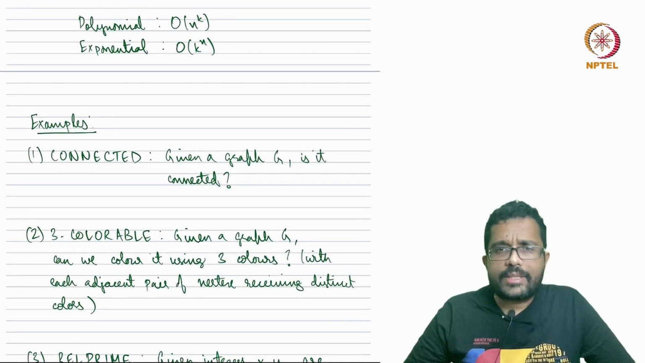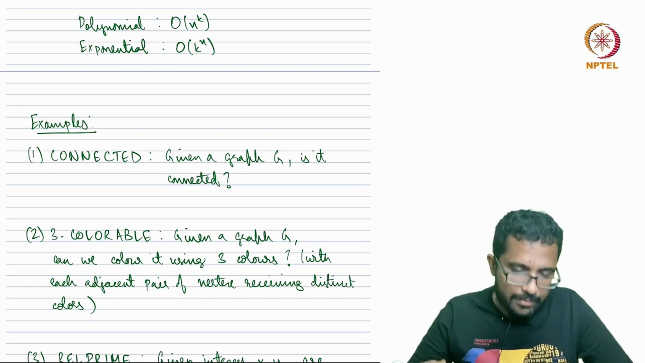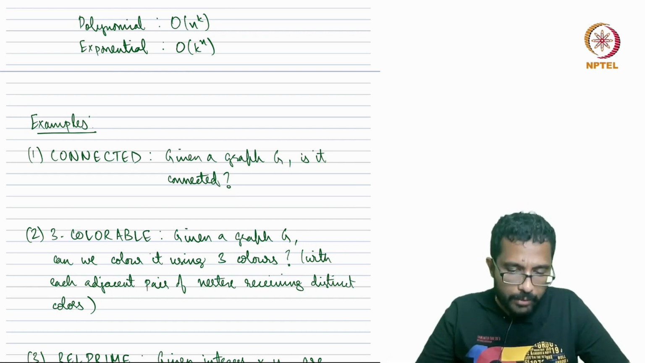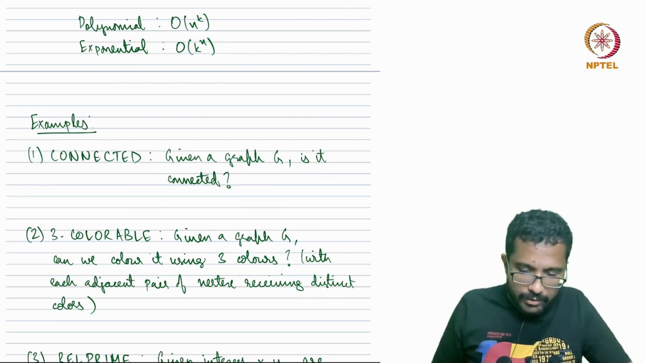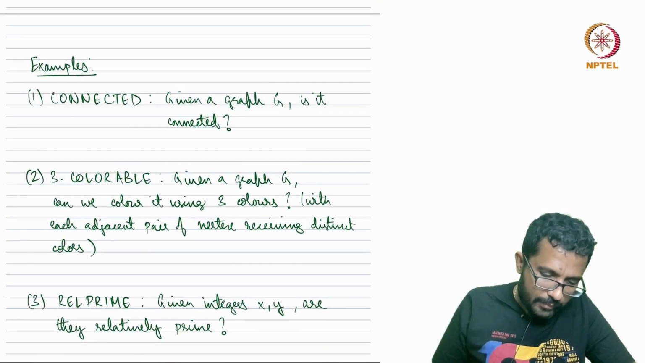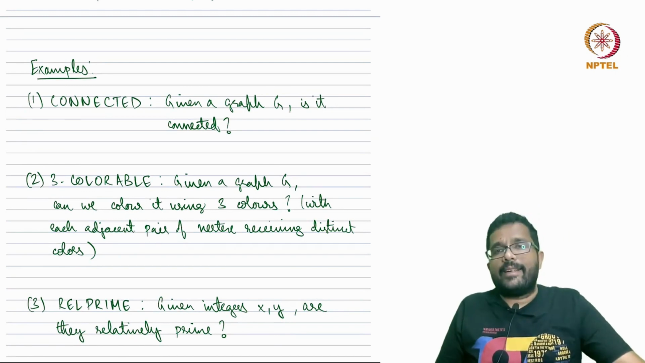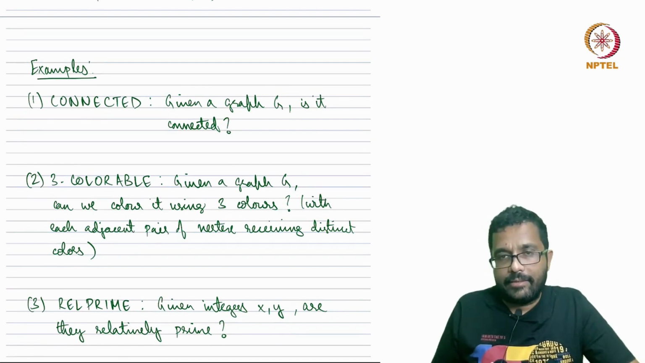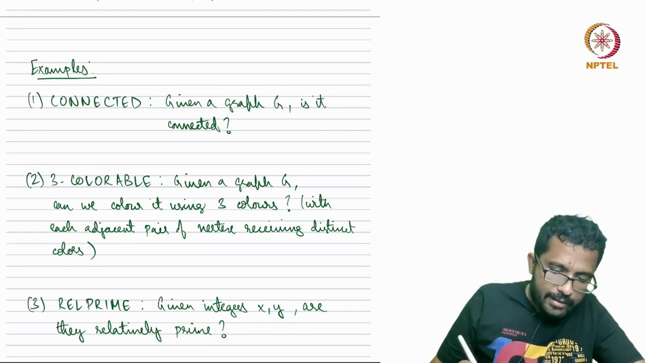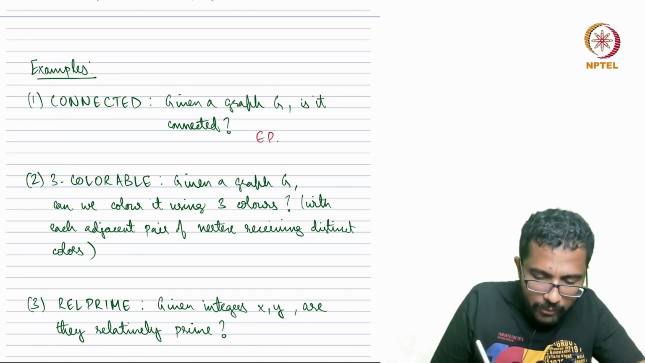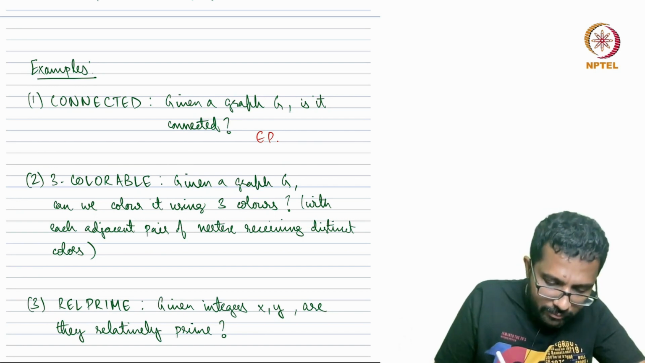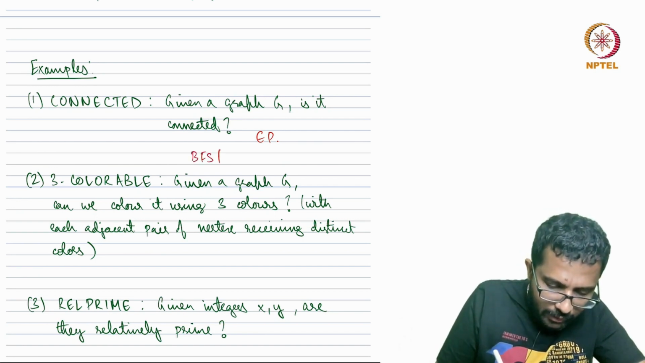Now I want to just go through some problems. I won't explain them in great detail, but I will say how much time it takes for each of them. One problem is: given a graph, is it connected? The answer is this is polynomial time, this is in P. You can do BFS or DFS.